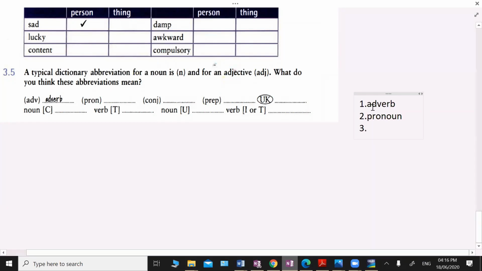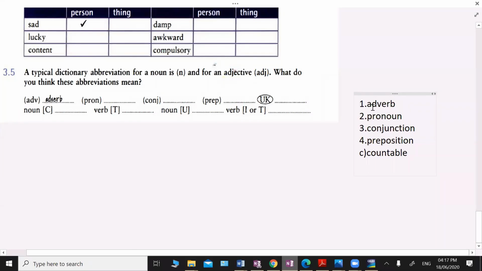And the next one, CONJ, conjunction, okay? And number 4, preposition, okay? And next one, it says C. What does this C mean? Countable. Okay. C means countable.